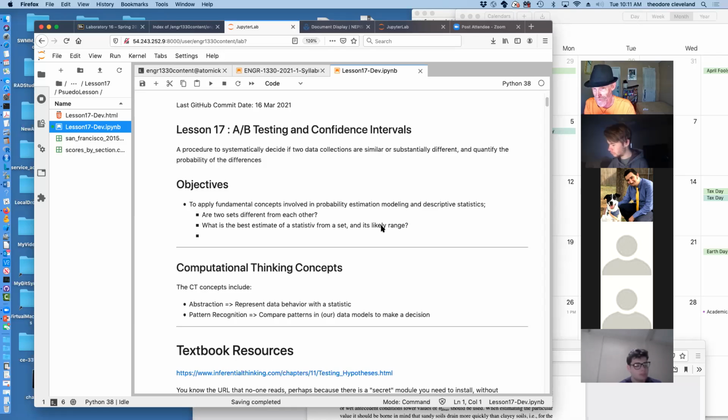So A/B testing and confidence intervals are related in some sense. A/B testing is a procedure to systematically decide if 2 data collections are similar or substantially different and quantify the probability of that sameness or differences. So let's recall in your medium-term memory, we had four sets. We had set 1, set 1s, set 2, and set 2s. Do you remember those names?